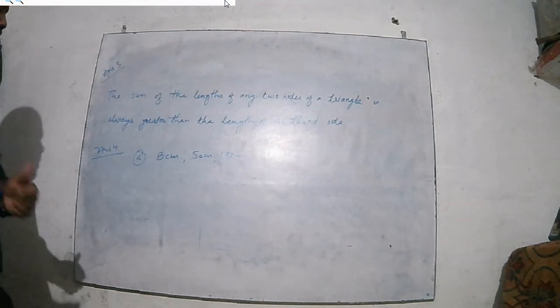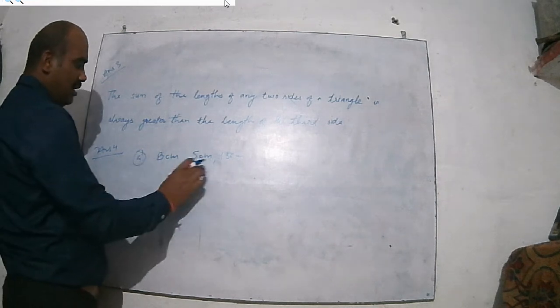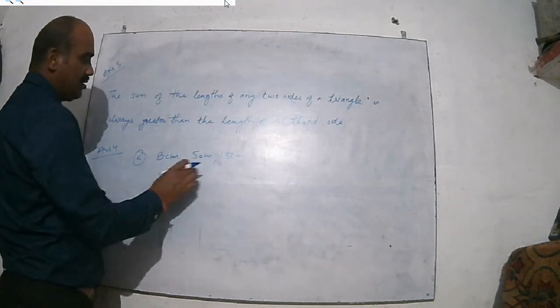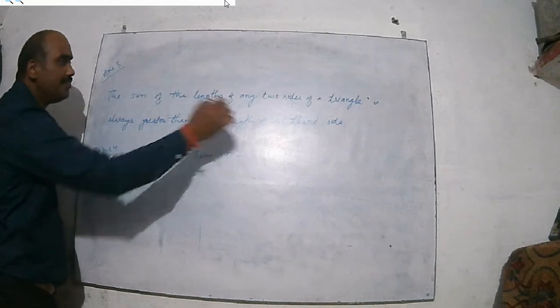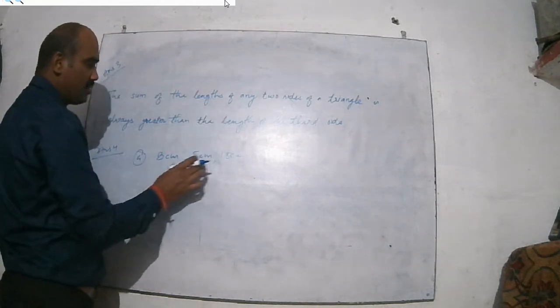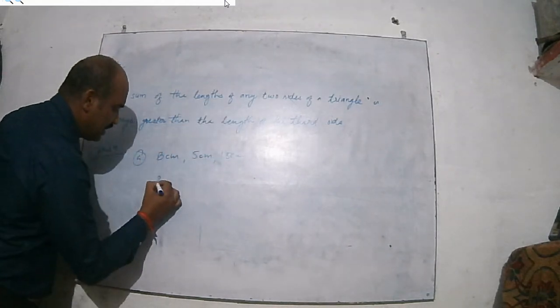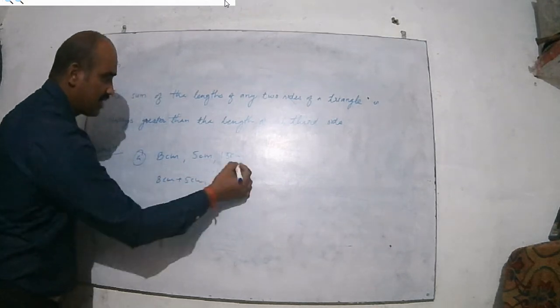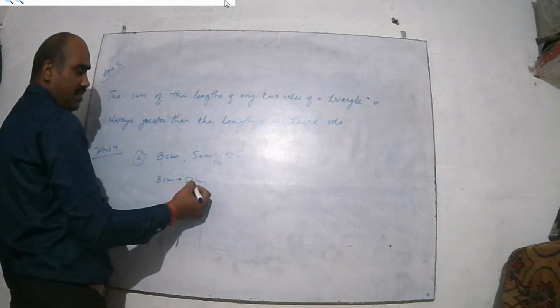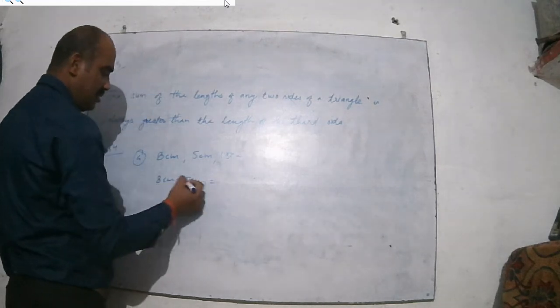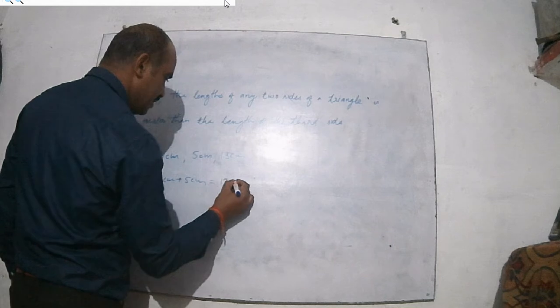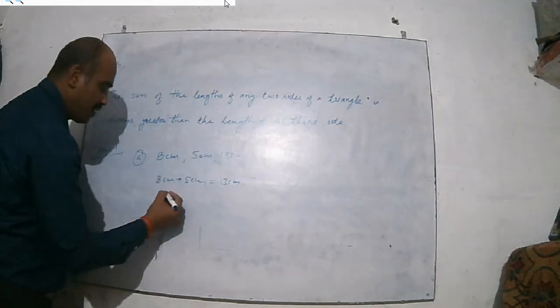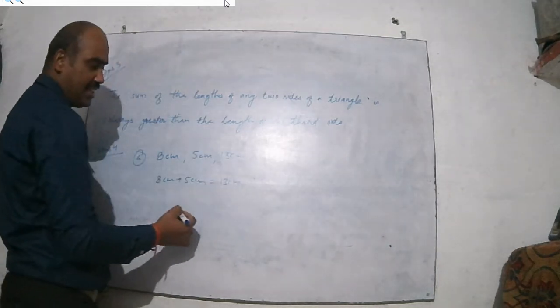To find this out, first you have to see carefully which two sides are smaller. So here you see 8 centimeter plus 5 centimeter. You have to add this, and the third side is 15 centimeter. 8 centimeter plus 5 centimeter, how much do you get here? 13 centimeter. And the third side is 15 centimeter.